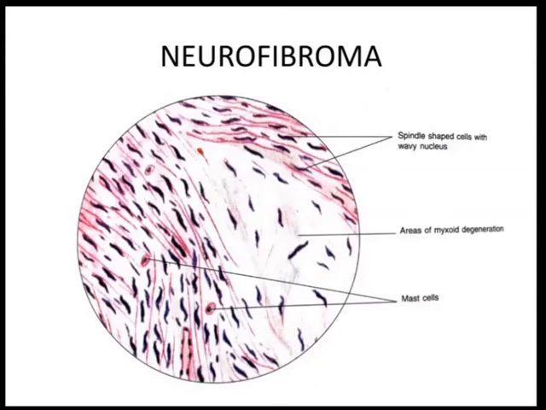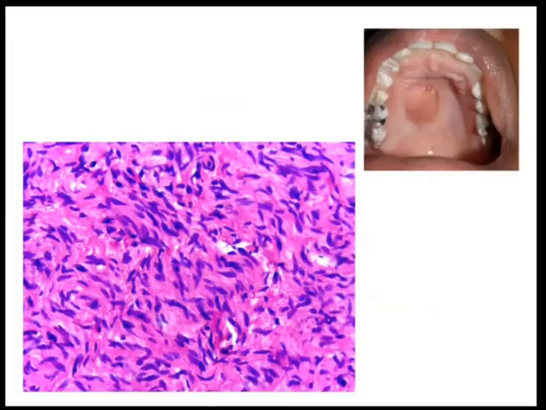Next is neurofibroma, wherein it involves the perineural fibroblasts. So here the cells are spindle shaped with wavy nuclei, the serpentine look, and also it has got a carrot shredded appearance. You can also appreciate areas of myxoid degeneration and mast cells.